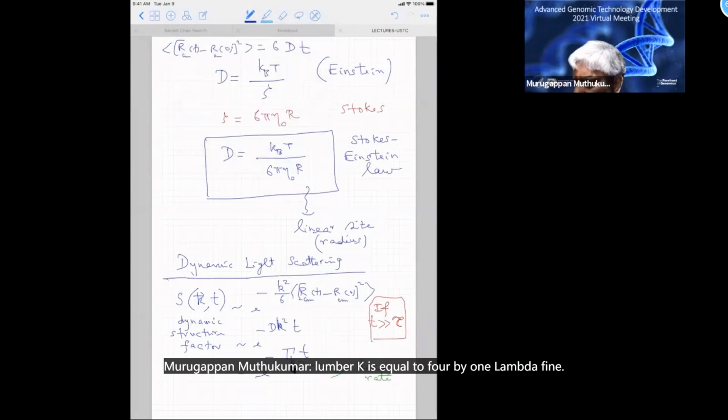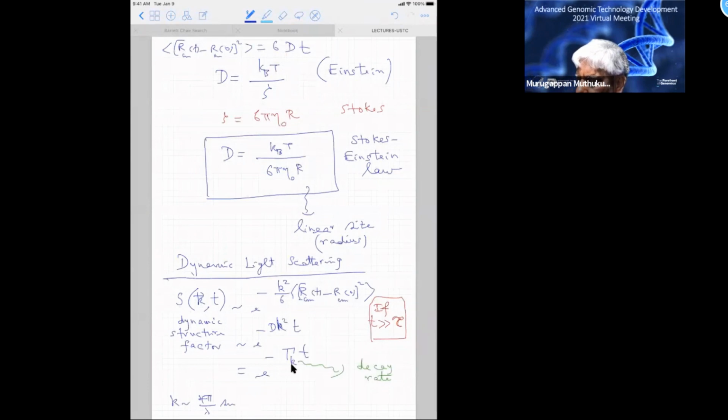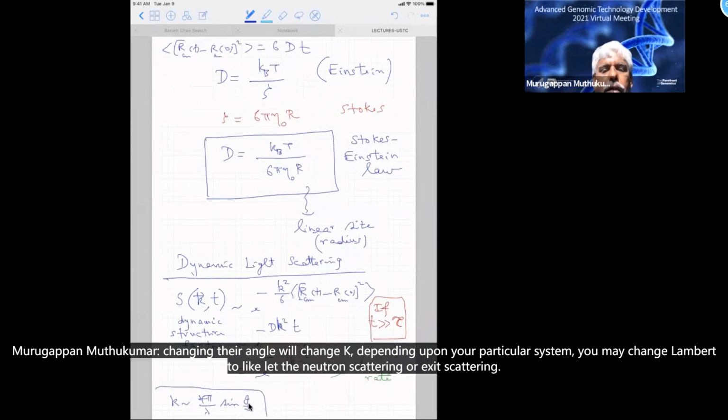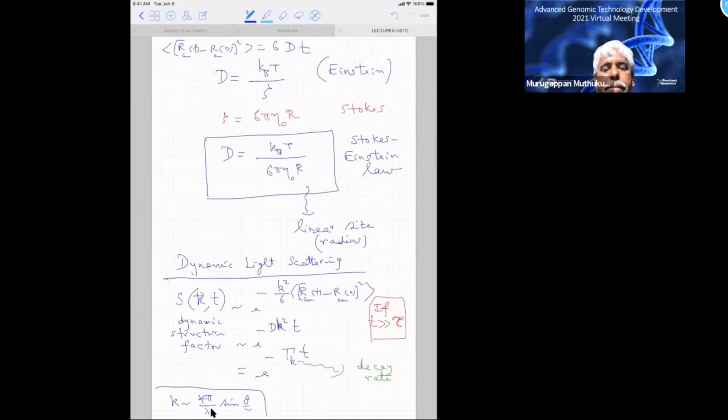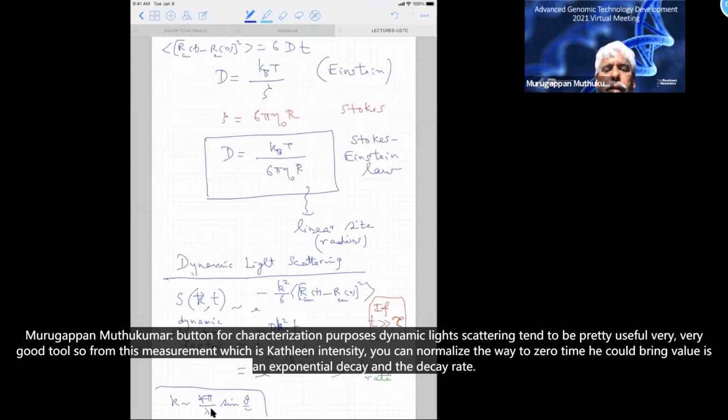You remember k is equal to 4 pi over lambda sine theta divided by 2 in a scattering experiment. By changing the angle, you change k. Depending upon your particular system, you may change lambda too, like in neutron scattering or X-ray scattering. But for characterization purposes, dynamic light scattering turns out to be a very, very good tool.